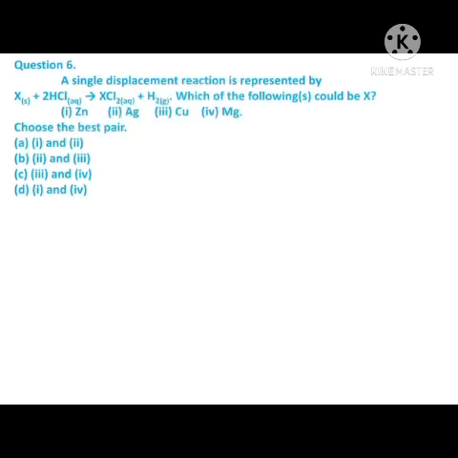Next question. A single displacement reaction is represented by X plus 2HCl gives XCl2 plus H2. Which of the following would be X? According to the activity series, zinc and magnesium are good displacement reagents due to their activity. So, for this reaction, zinc and magnesium are very good reagents. So, the best pair is the first one and the fourth one. So, option D is the correct answer.